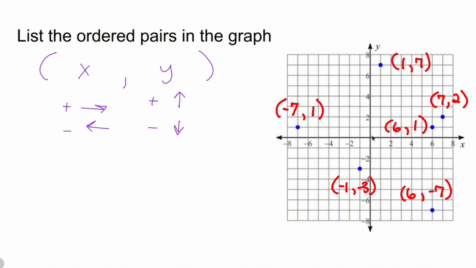So again, you start at 0, 0. You figure out which left-right direction you go, so positive, negative first, and then you go up, down, so positive, negative second. And then once you figure out left, right, up, down, you put those positives, negatives all into a point, and that's how you list an ordered pair.